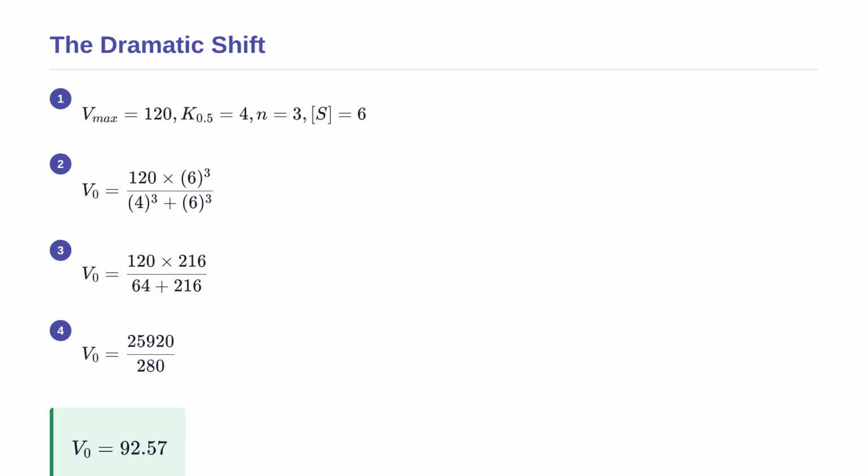Multiplying 120 by 216 gives a large numerator of 25,920. Adding 64 and 216 gives a denominator of 280. Dividing these yields a new initial velocity of 92.57 micromoles per minute. This shows a massive jump in reaction speed. Physically, this means the enzyme has fully activated, acting just like a biological switch that has been flipped on.